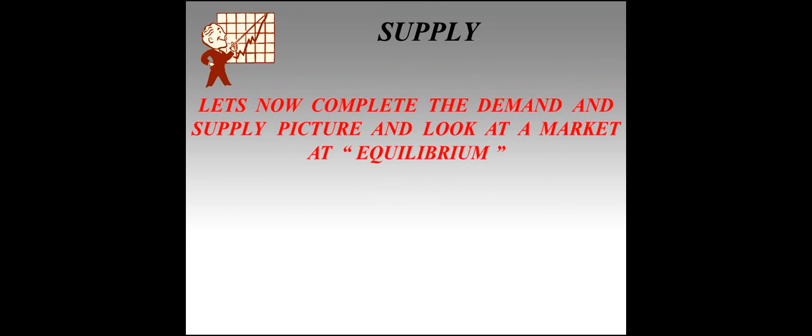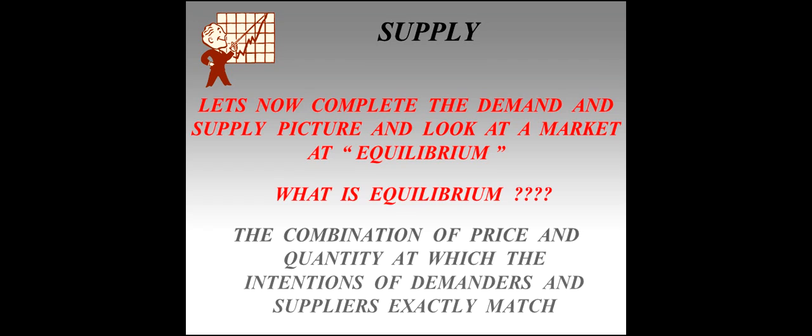We're now ready to complete the demand and supply picture and look at what we call a market at equilibrium. That's a new term for you. What is equilibrium? Well, it's very simply stated as the combination of price and quantity at which the intentions of demanders or consumers and suppliers exactly match.